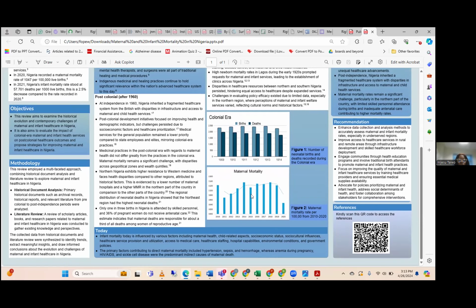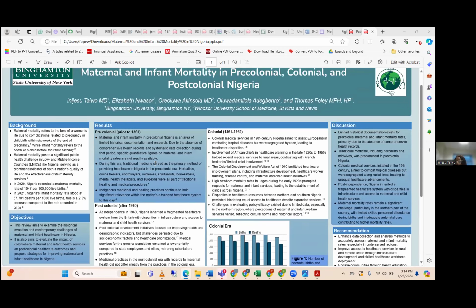Today, infant mortality rates are influenced by various factors, including maternal health, child-related aspects, the socioeconomic status of the mother and her family, sociocultural influences, and the utilization and awareness of healthcare services. While maternal mortality is influenced by factors such as hypertension, sepsis, hemorrhage, anemia during pregnancy, and HIV.